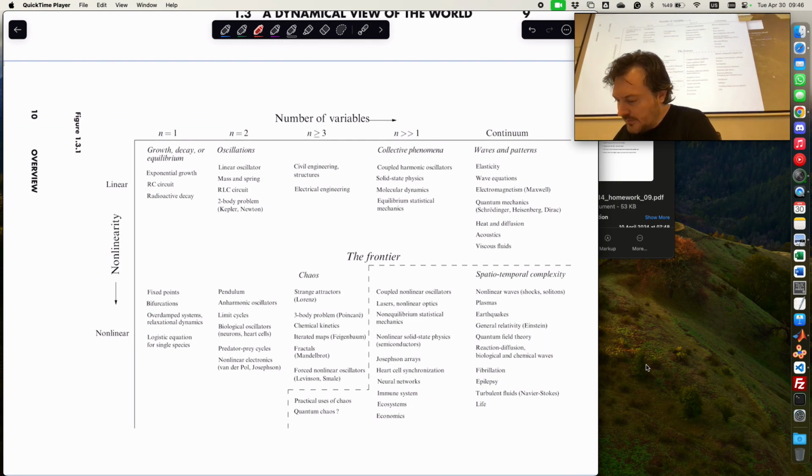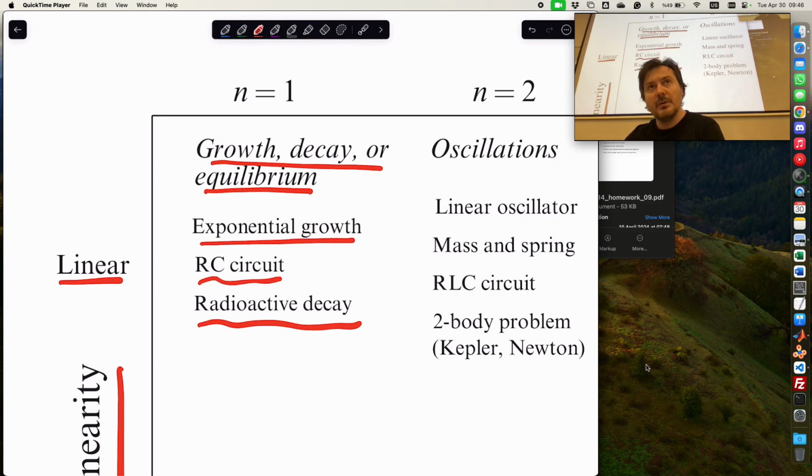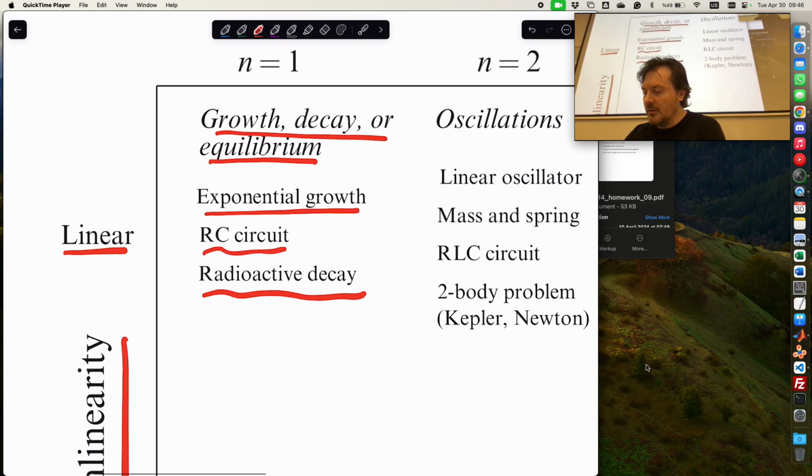I want to talk about number of variables and nonlinearity. So let's say you have just one variable and the system is linear. What do you have? You have growth, decay, or equilibrium. That's all you can get. What are examples? Radioactive decay, RC circuits, exponential growth. So basically, it's this kind of system.